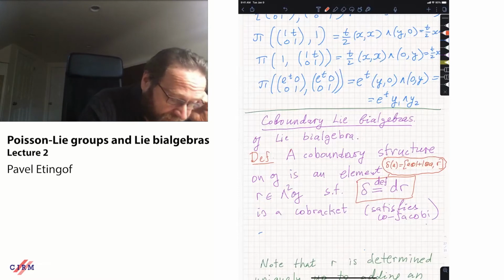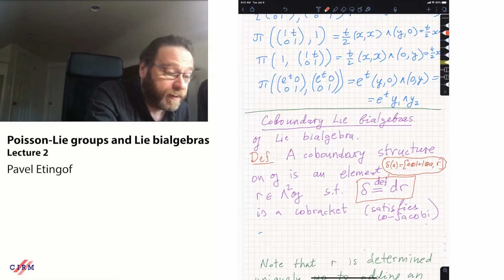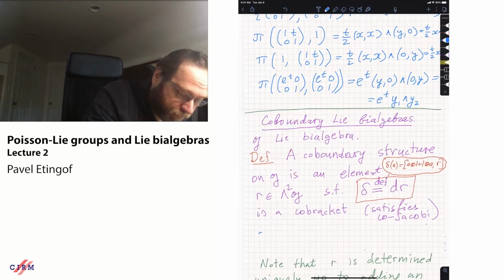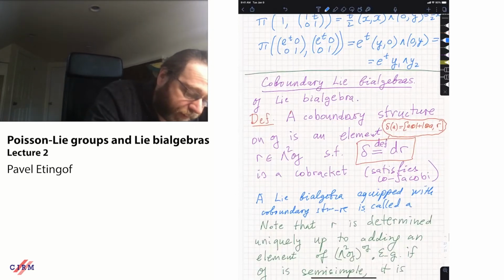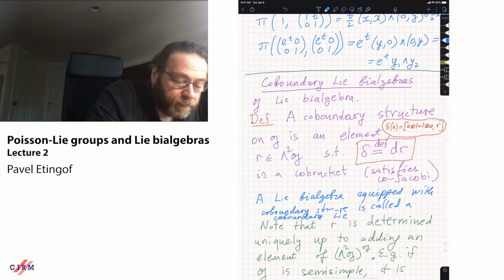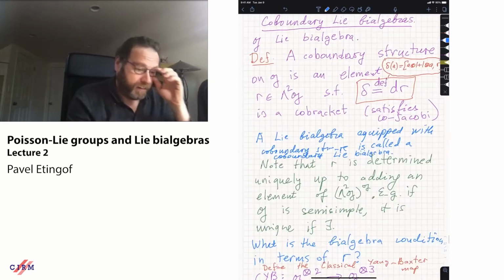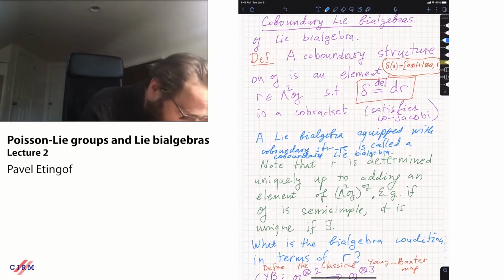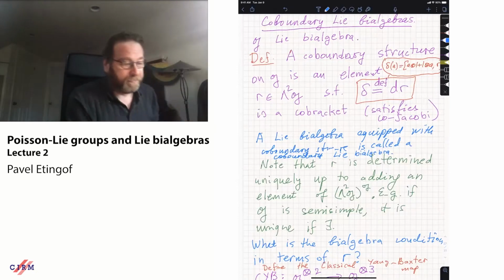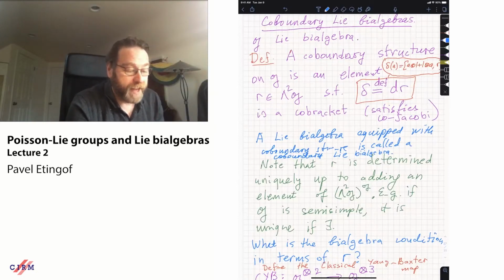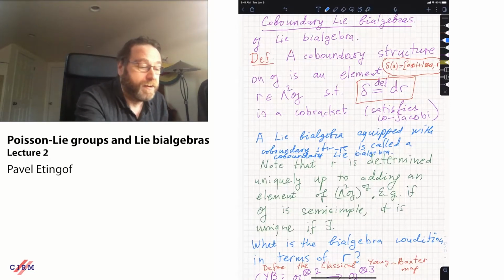And so if this delta is a co-bracket, which means it satisfies the co-Jacobi identity, a Lie bialgebra equipped with a co-boundary structure is called a co-boundary Lie bialgebra. And so if you have a Lie co-bracket already, to be co-boundary means that this co-cycle delta is a co-boundary, which explains the terminology. And if that is the case, then this R is determined uniquely up to adding an invariant element of wedge 2 of G, because the invariant elements are exactly those for which this commutator here vanishes.